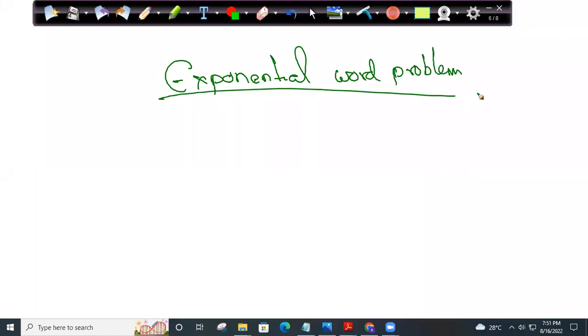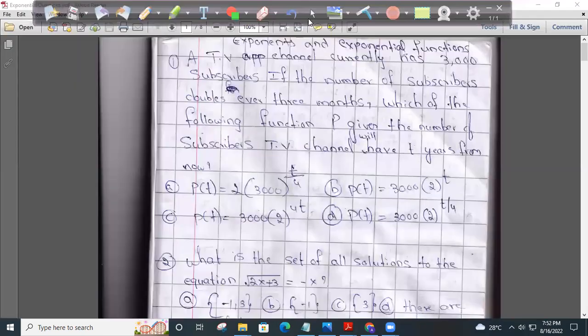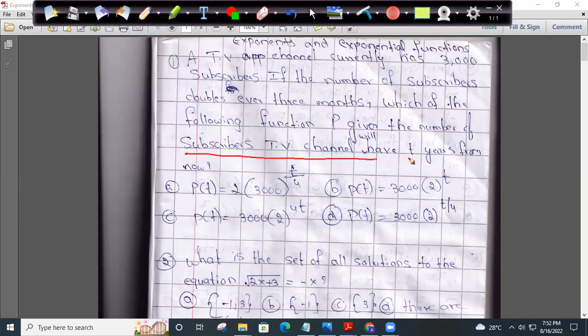How to solve this is always plug in. In 1 second, you'll understand what plug in means. The question says a TV channel currently has 3000 subscribers. If the number of subscribers doubles every 3 months, which of the following functions P gives the number of subscribers the TV channel will have T years from now? Initially, how many subscribers does it have? 3000. When T equal to 0, P of T is the output, has 3000 subscribers.